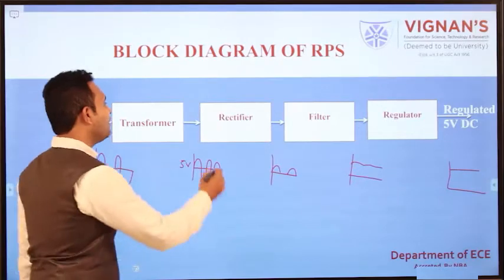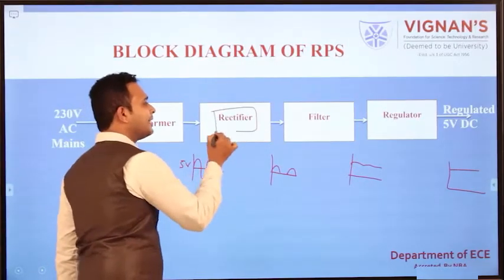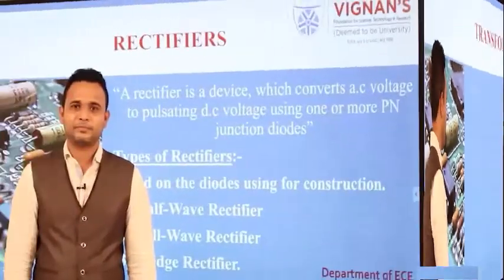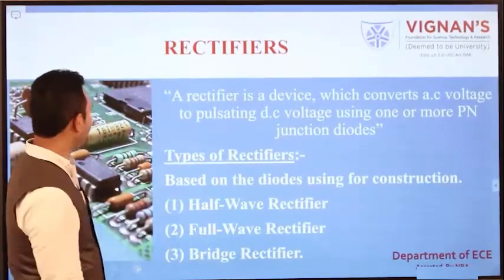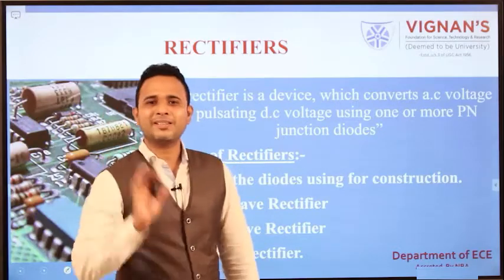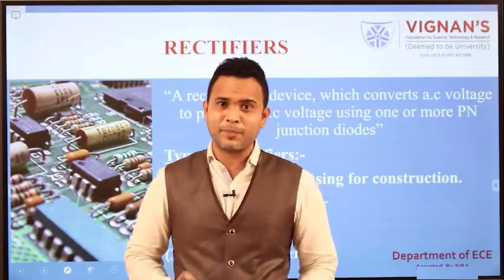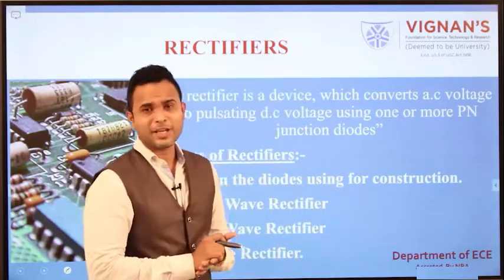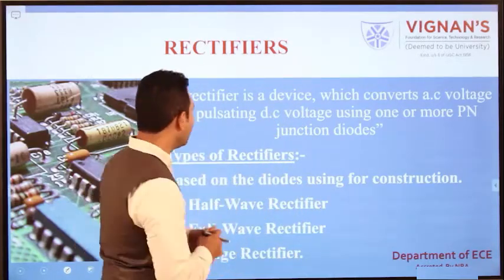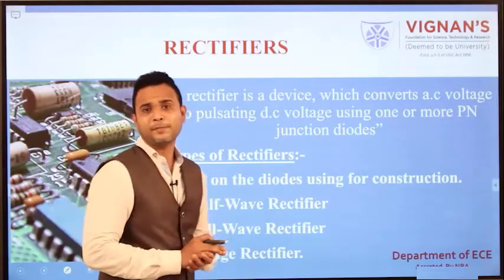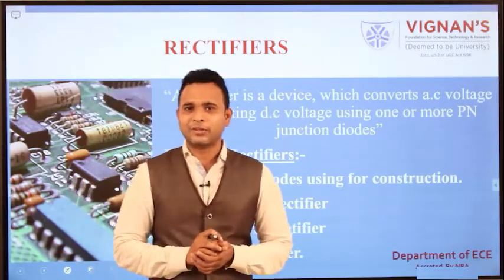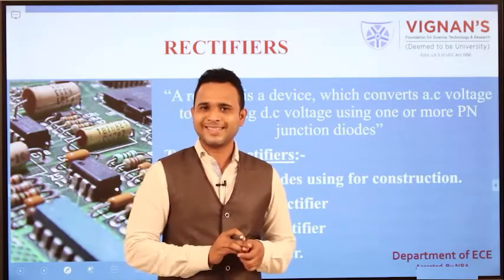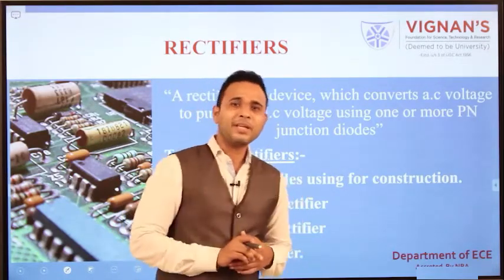In this section, we will discuss the different types of rectifiers. Coming to the rectifiers, we have to learn the basic definition of the rectifier. This is a very important thing. So what is the basic definition of the rectifier? A rectifier is an electronic device which converts the AC to pulsating DC. This is the basic definition of the rectifiers.